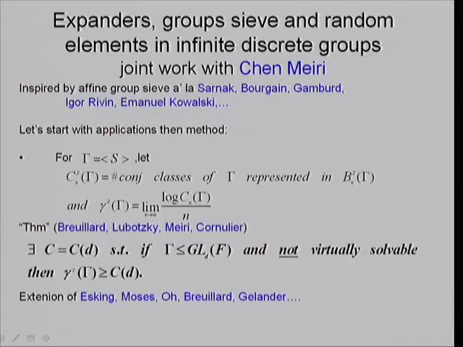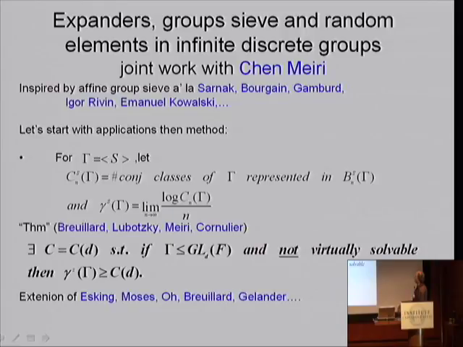Let gamma be a finitely generated group, and let Cn of gamma, depending on the set of generators, be the number of conjugacy classes of gamma represented in the ball of radius n of gamma. Now, usually in the business of growth of groups, we count how many elements we have in the ball, and we ask how this grows. Here, I count something different: the number of elements in the ball, but only up to conjugacy. In the topological meaning, instead of counting a loop with base point, it is a kind of free loop, so there is also some topological interpretation to this.